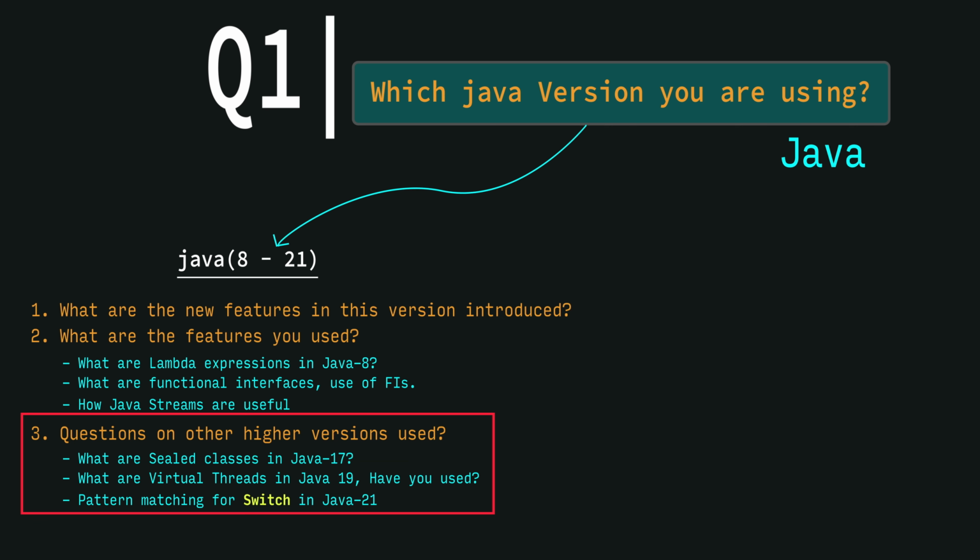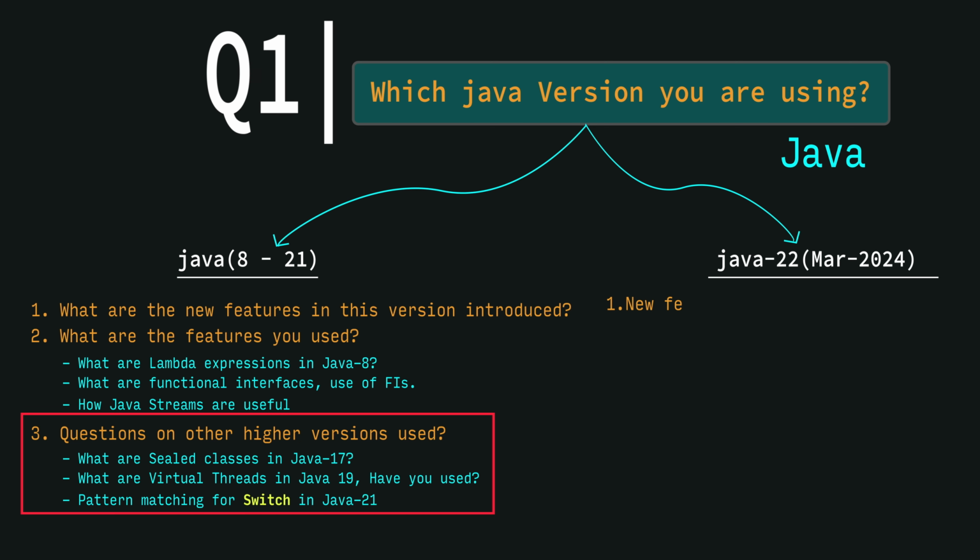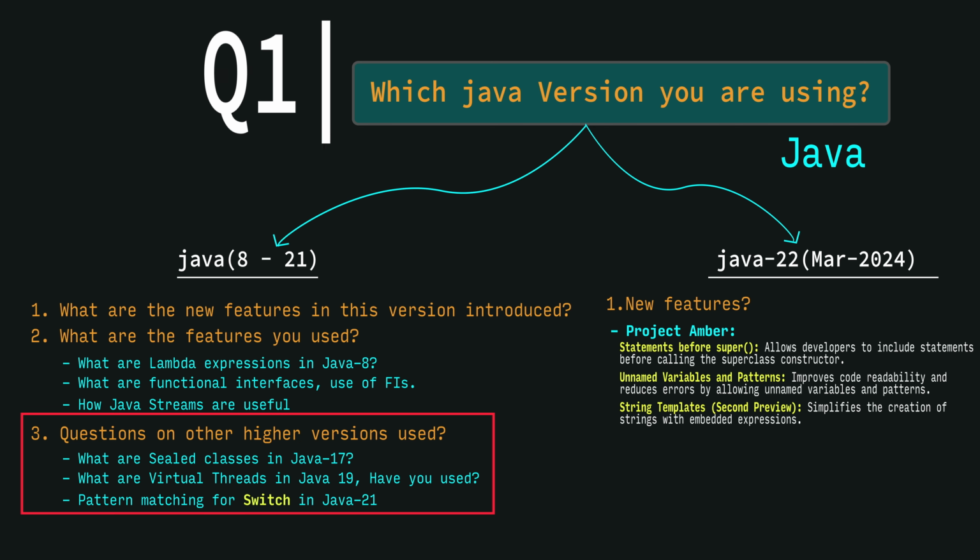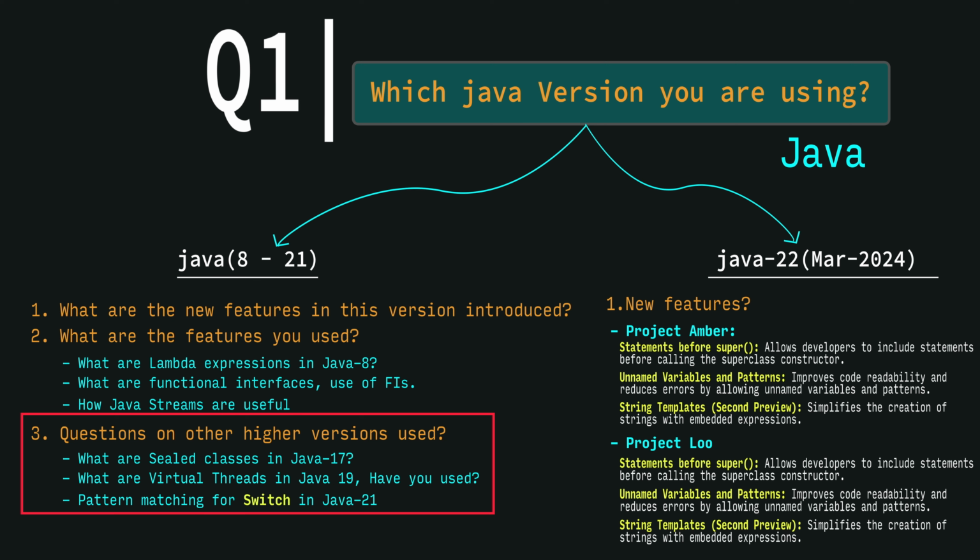And above Java 8, the questions will be like: what are sealed classes, which were introduced in Java 17, and for Java 19, what are virtual threads, which were introduced as part of Project Loom? And then, how is the switch statement supported for pattern matching in Java 21? I'm just highlighting only one of the important features from these versions.